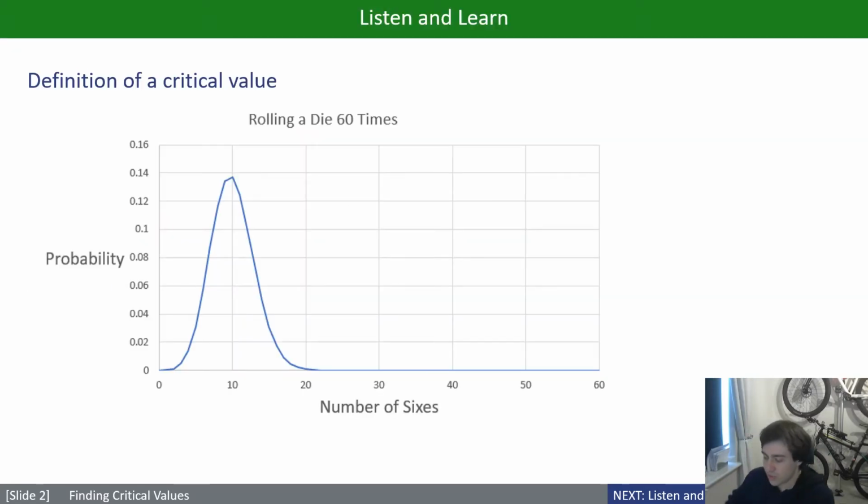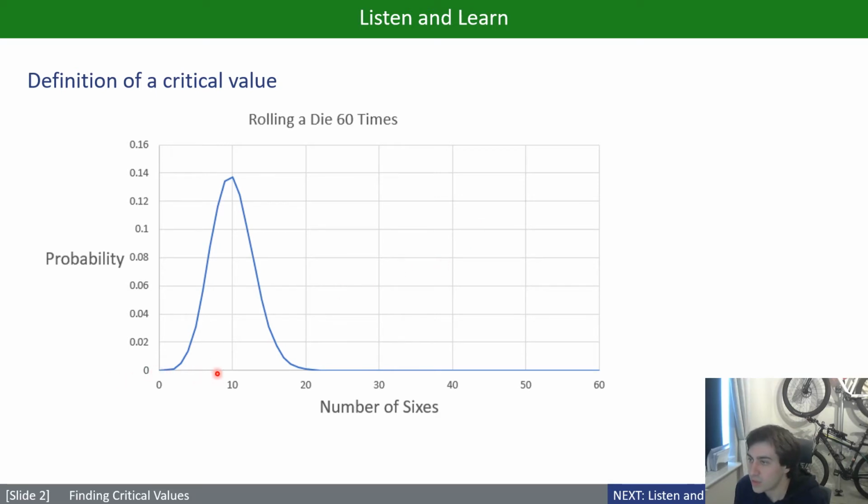So I've tried to illustrate this, basically mocked up in Excel, the probability of rolling a specific number of sixes out of 60. To clarify what we're looking at here, on the x-axis you've got a number from 0 to 60, which makes sense. If I roll it 60 times, there are 61 possible outcomes: I get 0 sixes, 1 six, 2 sixes, and so on, up to 60. Those are my 61 possible outcomes.